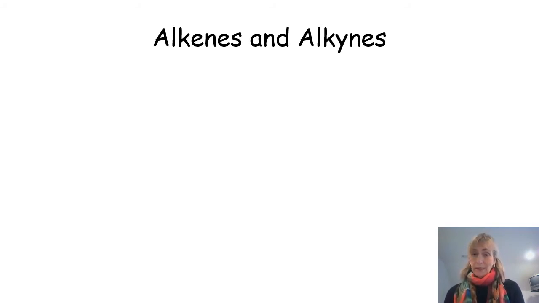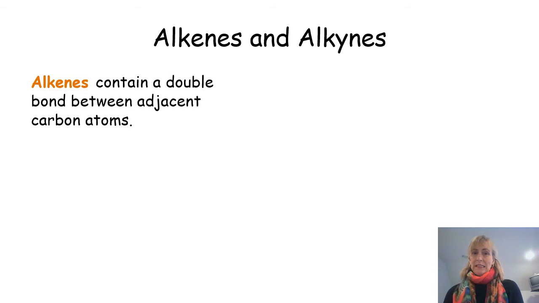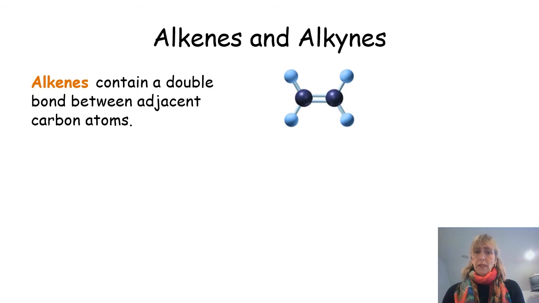They are the alkenes and the alkynes. Recall that alkenes contain a double bond between adjacent carbon atoms. Here's our structure. We saw this before in our previous PowerPoint. We have a carbon atom and a carbon atom, and the two carbon atoms are doubly bonded to one another. Each carbon still has four bonds to it. Remember, that was a prerequisite for organic compounds. Every carbon will have four bonds.